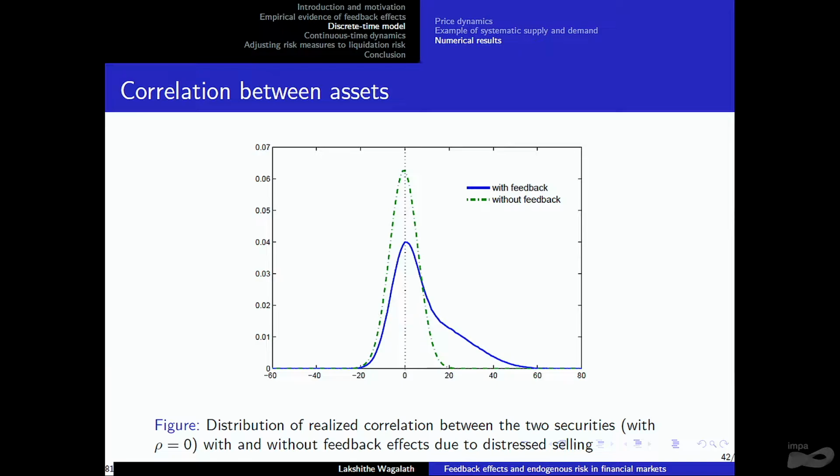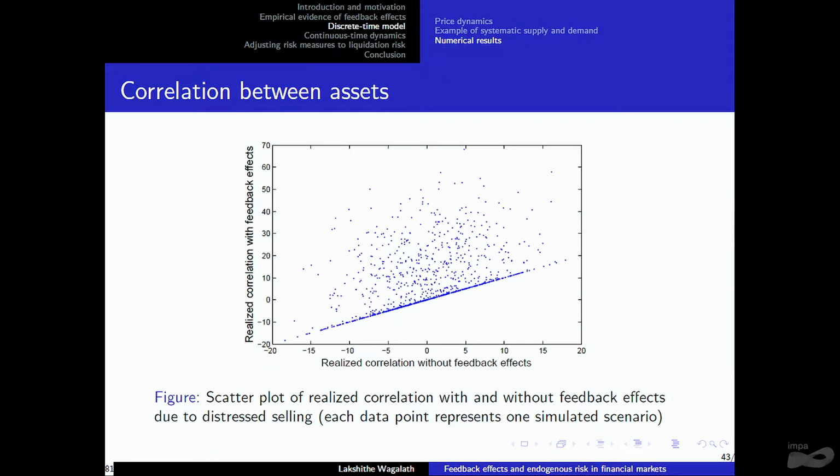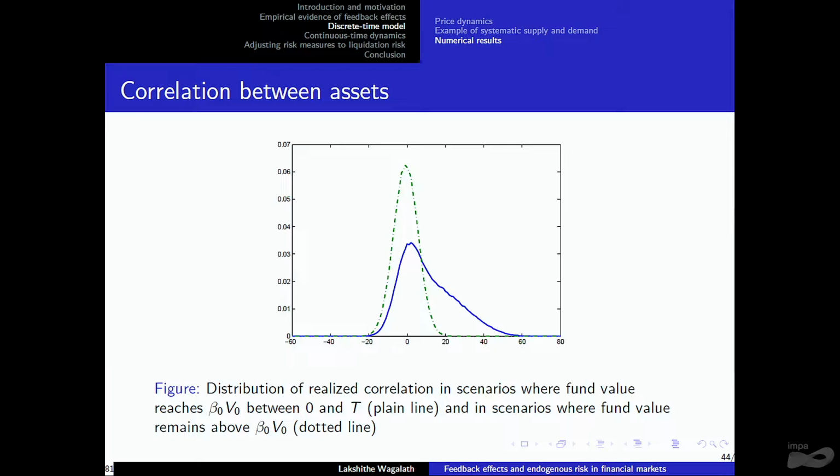When do those things occur? So what does that tell us? That tells us that there are significantly more scenarios with large correlations in the model with feedback than without feedback. And actually, if you look at conditional realized correlation, it's even more pronounced. So here, you have the distribution of the realized correlation conditional on the fact that the fund started to deleverage. So it's conditional on the fact that the fund lost more than 5% at one point. Right? And you see that the fat tail is even more pronounced.